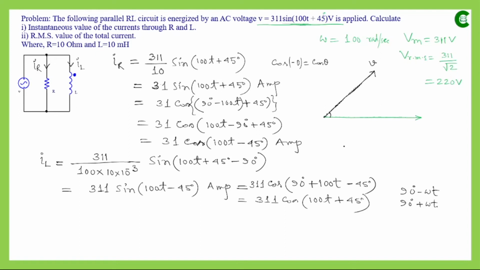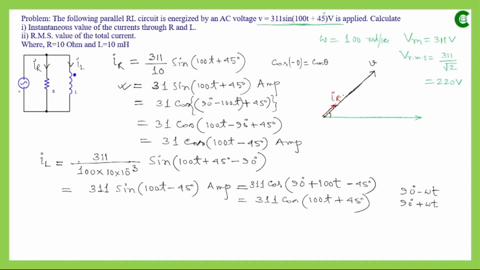Now if we complete our phasor diagram for IR in terms of sine, we have obtained this expression, 311 sine (100t plus 45 degree), and this is the phase angle, or the angle of the voltage also. So the phase difference between this IR and V will be 0, and they will be in the same phase, in the same direction. So here this is IR. I have kept a small difference between IR and V so that I can differentiate them.